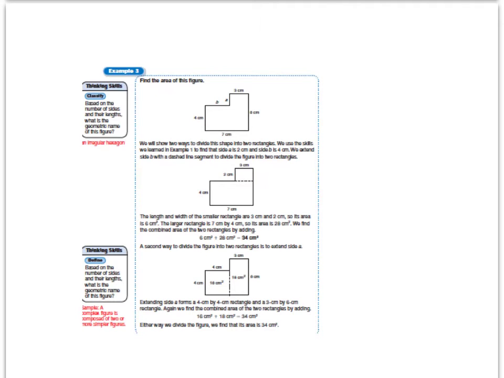Now, the second way to divide it up would have been to cut it this way. And again, now we have 4 by 4 and 3 by 6. That gave us 16 and 18, but that also came to 34. So even though we cut it in a different way, it does not change the area. The size of the area does not change by where we cut it up. That's why the square footage, or the square centimeters in this case, would not change.